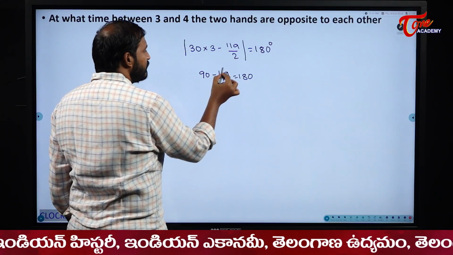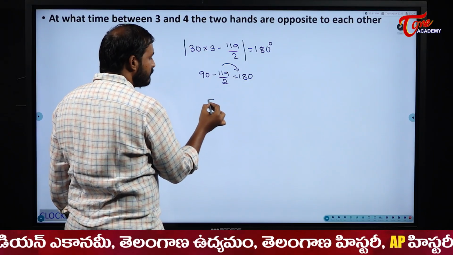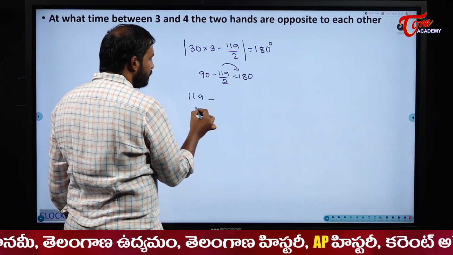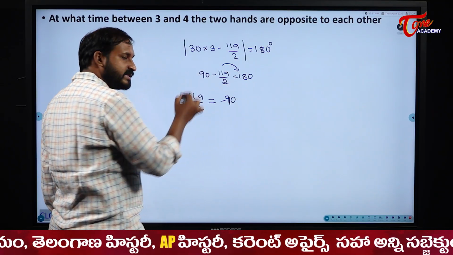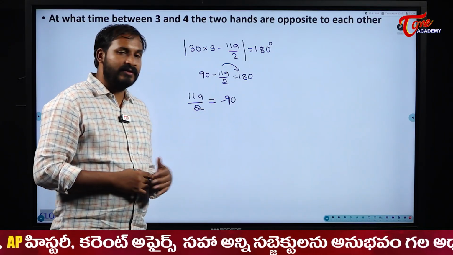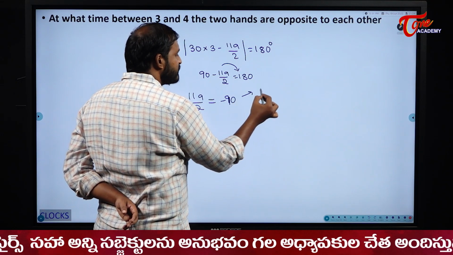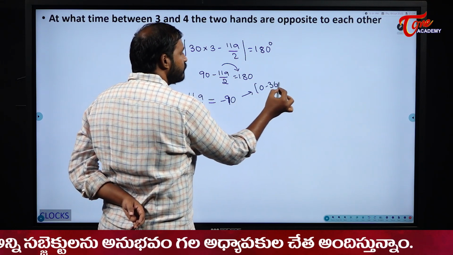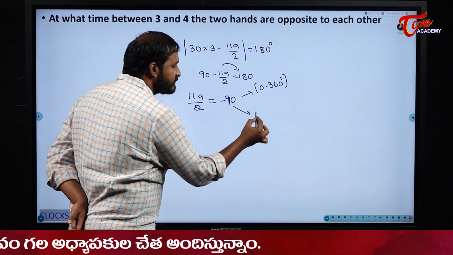We will see. If I send this 11a by 2 to that side and 180 to this side, it will become what? 11a by 2 is equal to minus 90, right? Why? Because when I send plus 180 to this side, it will become minus 180. 90 minus 180 becomes minus 90. Just now I told you, this value should be between 0 and 360 degrees. Then how, sir, are we going to convert this one? Minus 90 degrees, how can I write this one?